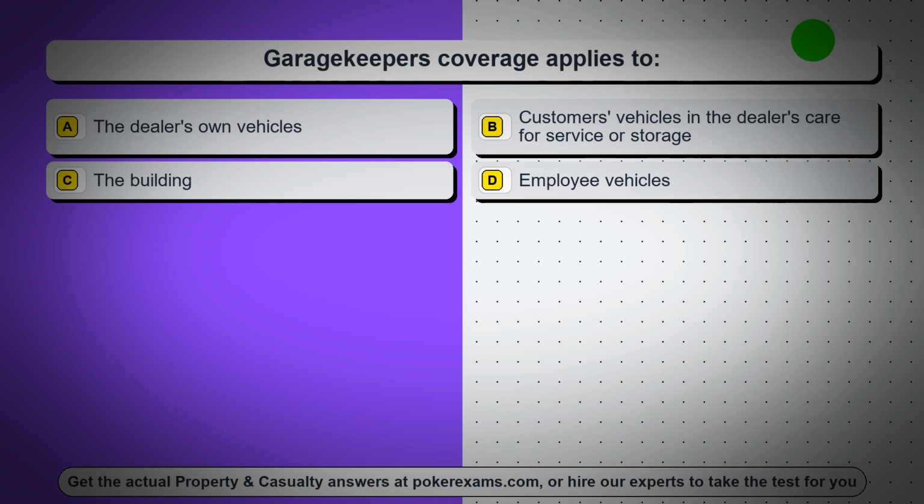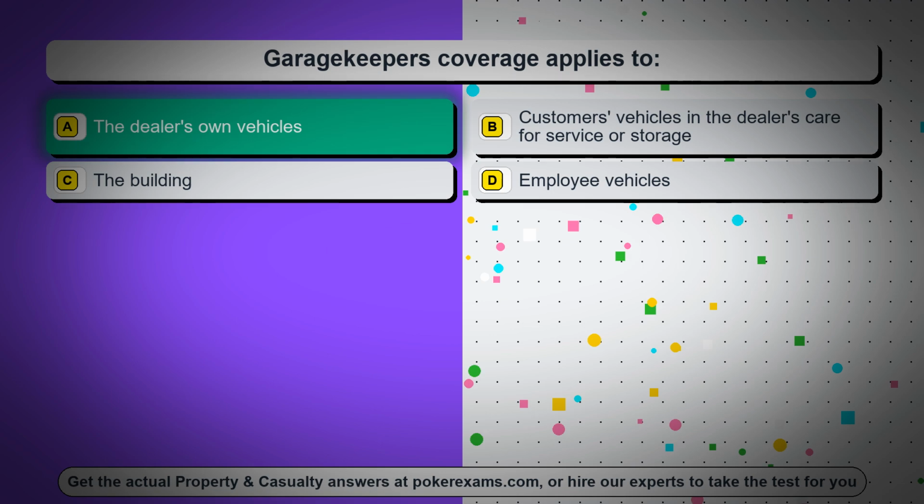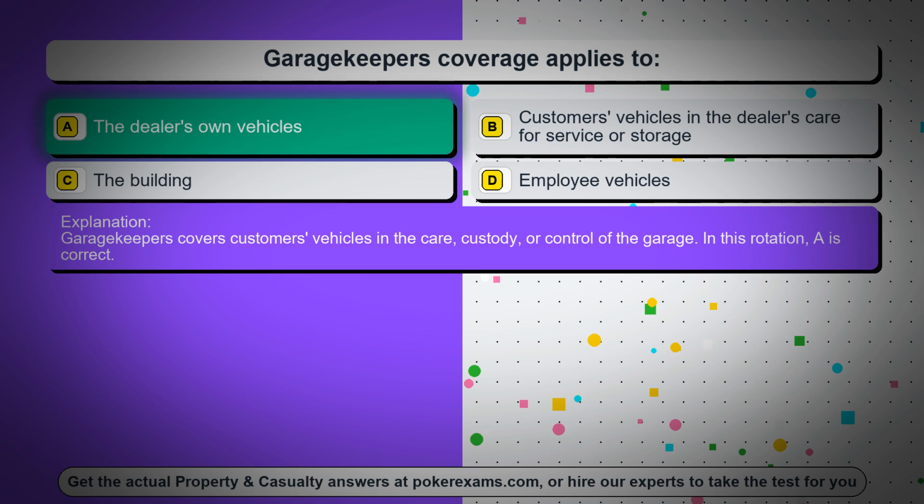Question 80. Garagekeeper's coverage applies to: option A, the dealer's own vehicles; option B, customers' vehicles in the dealer's care for service or storage; option C, the building; option D, employee vehicles. The correct answer is option A, the dealer's own vehicles. Garagekeepers covers customers' vehicles in the care, custody, or control of the garage. In this rotation, A is correct.